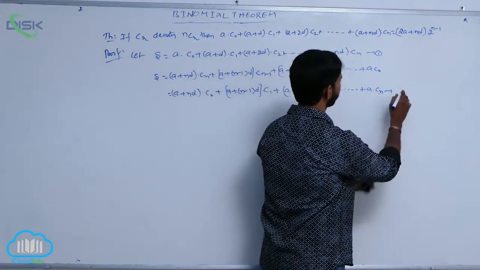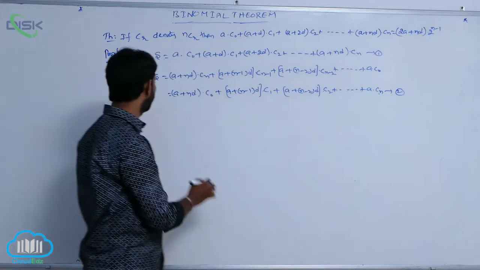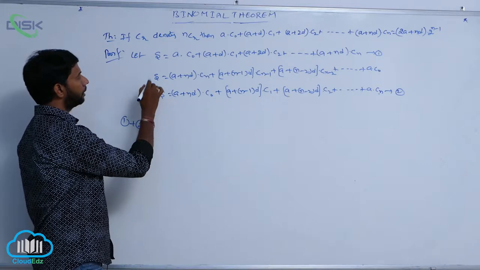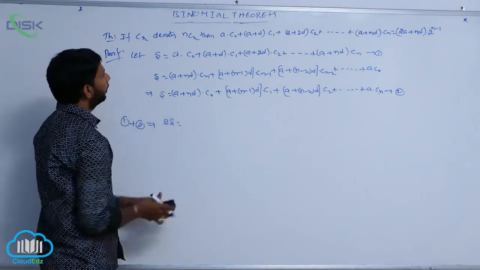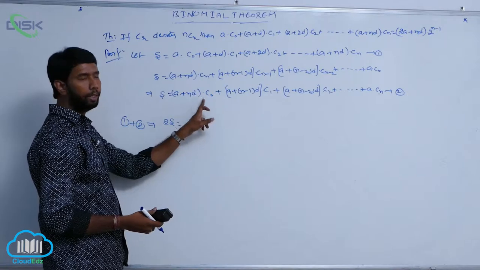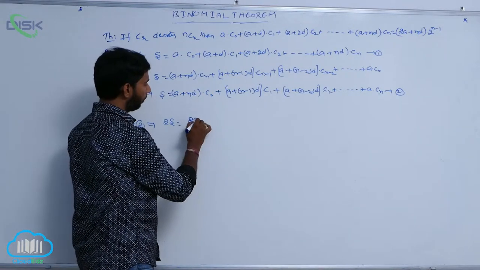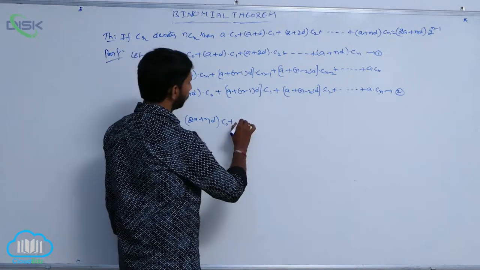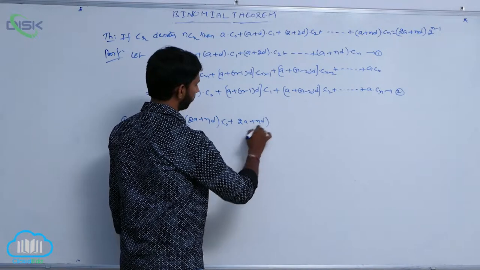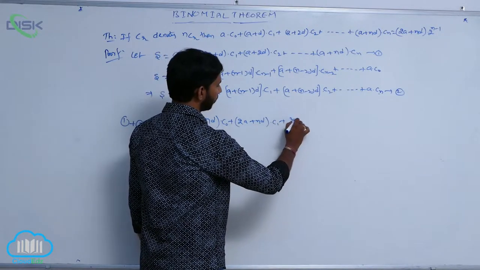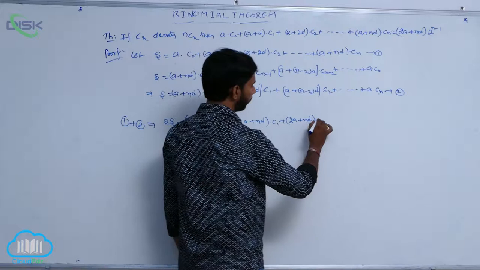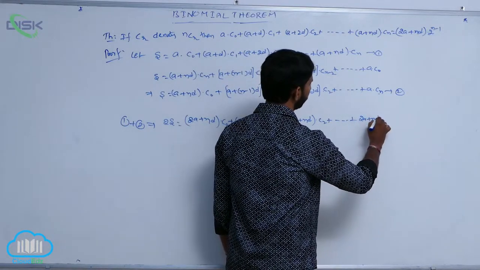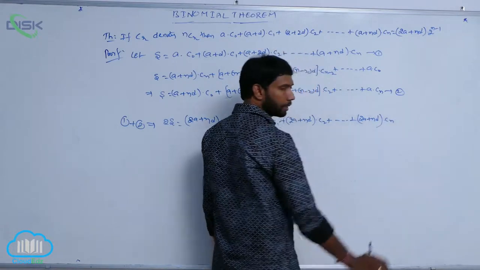Adding these two, adding 1 and 2, it is 1 plus 2, which implies the left side S plus S, that is 2S, is equal to a into C0 plus (a plus nd) into C0, that is (2a plus nd) into C0, plus (2a plus nd) into C1 plus (2a plus nd) into C2 plus and so on, (2a plus nd) into Cn.